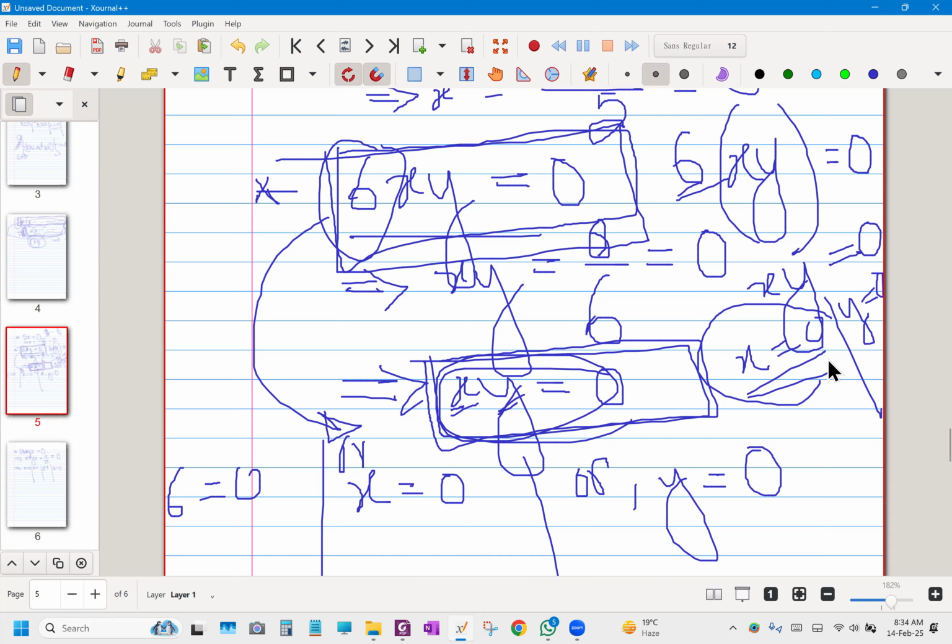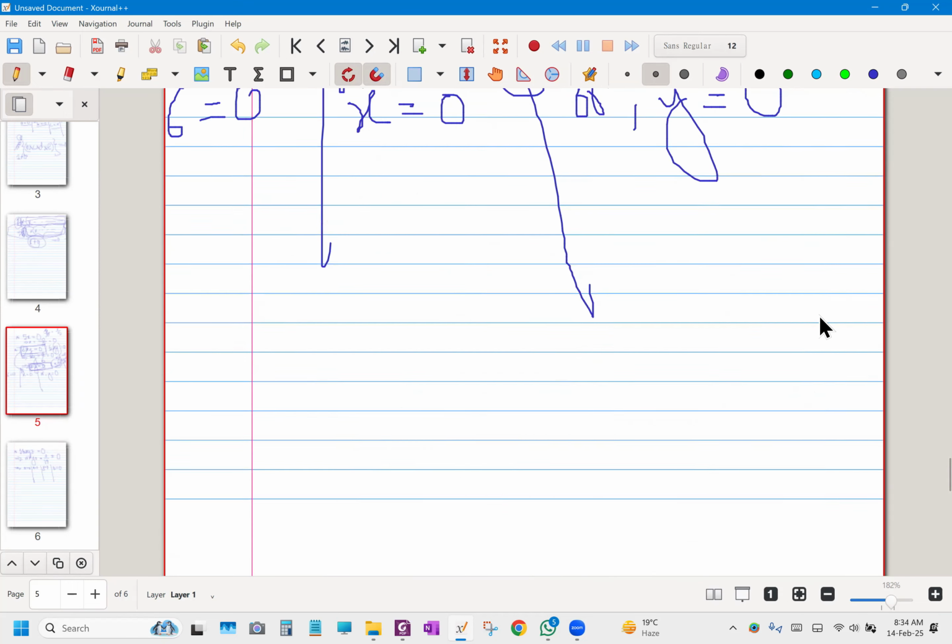They both can be 0. It's very possible. It's a possibility. There is a high possibility, like a 50-50 chance, that they both are equal to 0, or any of them is equal to 0. You got me? Okay.